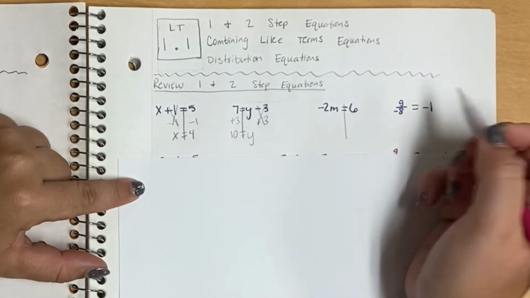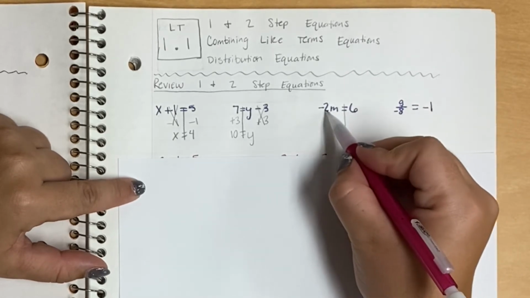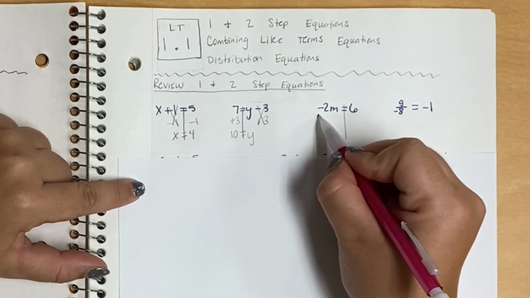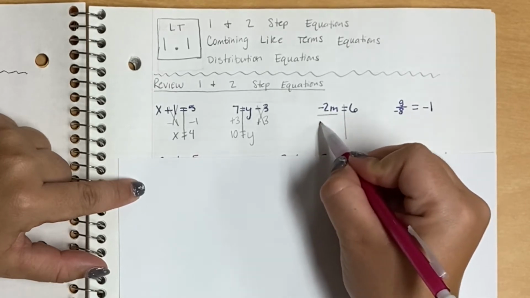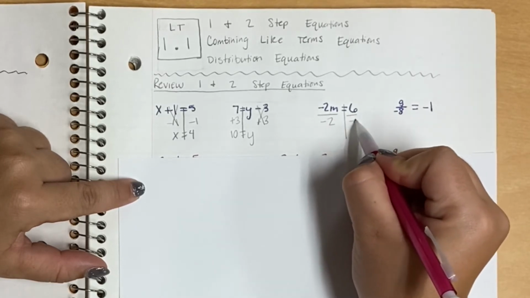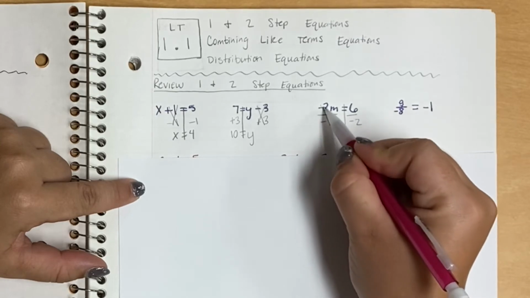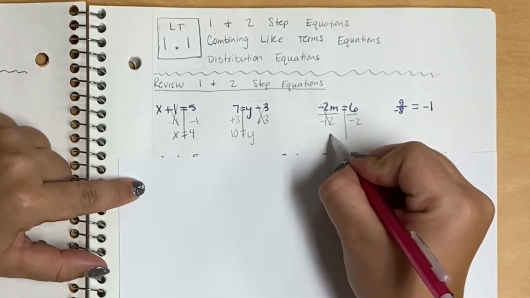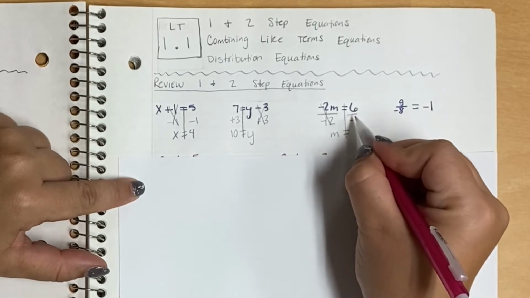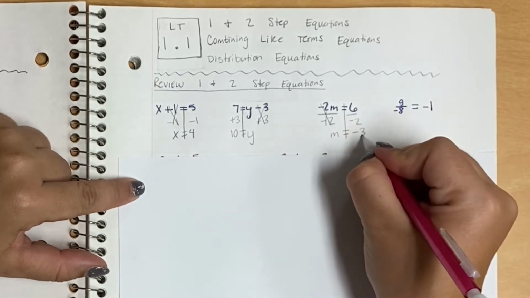Now I have negative 2m equals 6. When I have a number next to a letter, that means multiplication, so in order to undo that, I have to divide. So negative 2 on the bottom, both negative 2 and negative 2 cancel. All I'm left with is m, and then 6 divided by negative 2 is negative 3. M's alone, so I have my final answer.